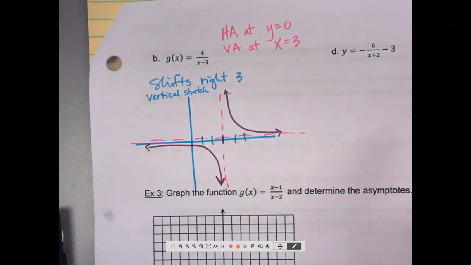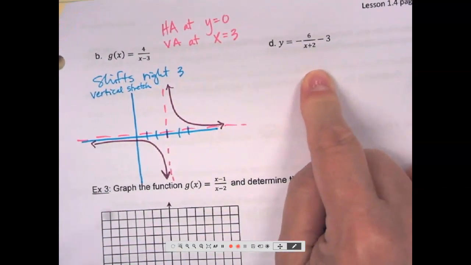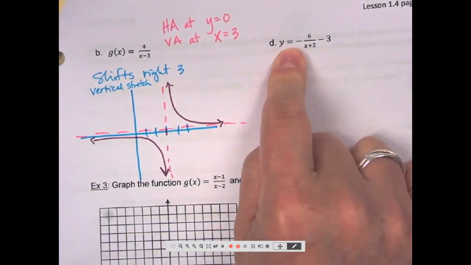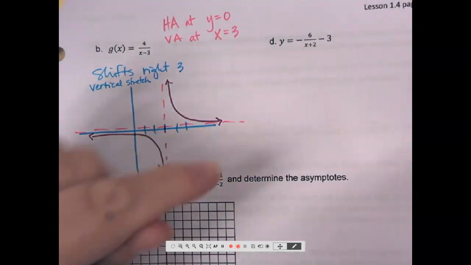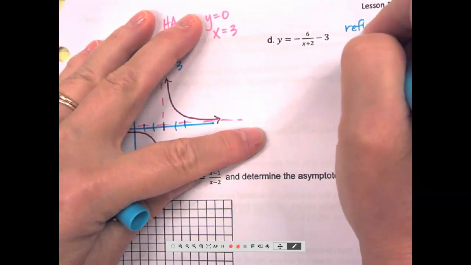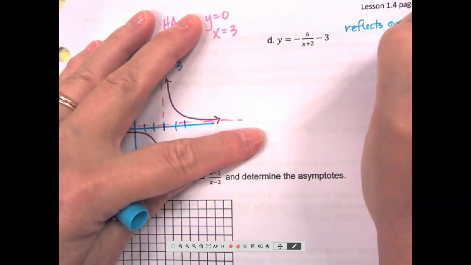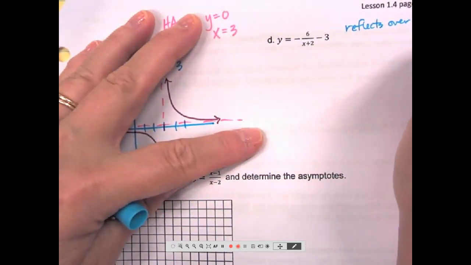Okay, so let's talk about this one. This one was busy. It had a lot of stuff going on. First of all, what about the negative out front? What does that do? Reflects it over what? X-axis. So reflects over X-axis.